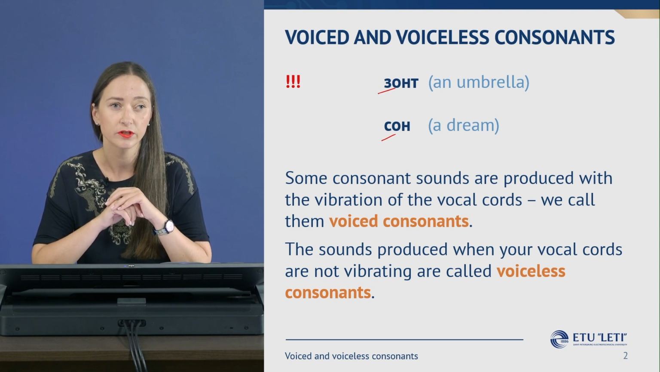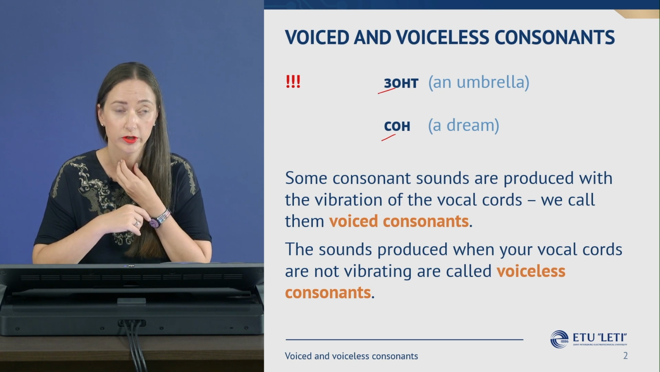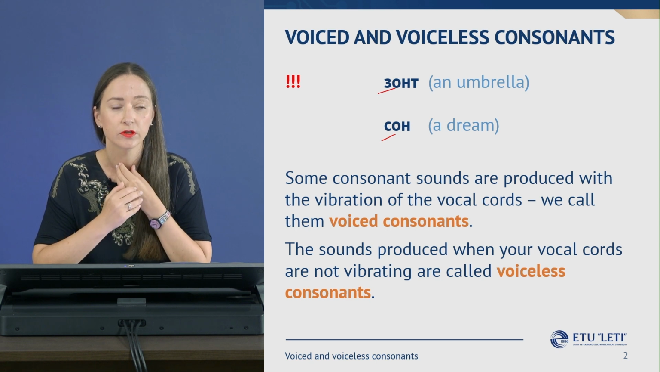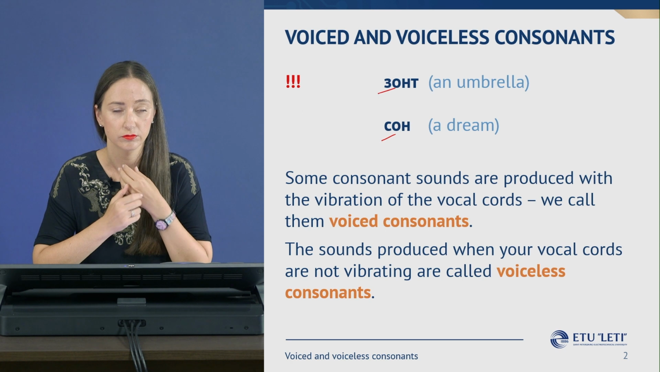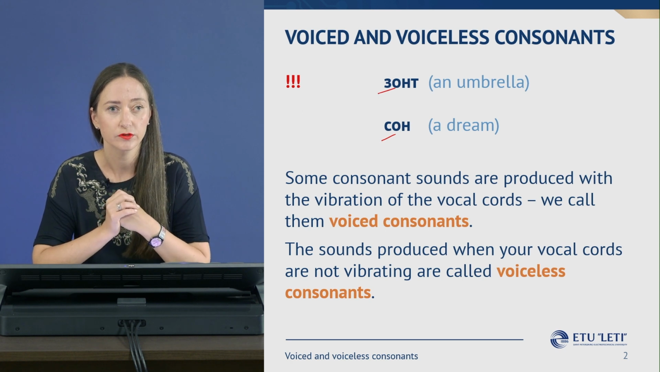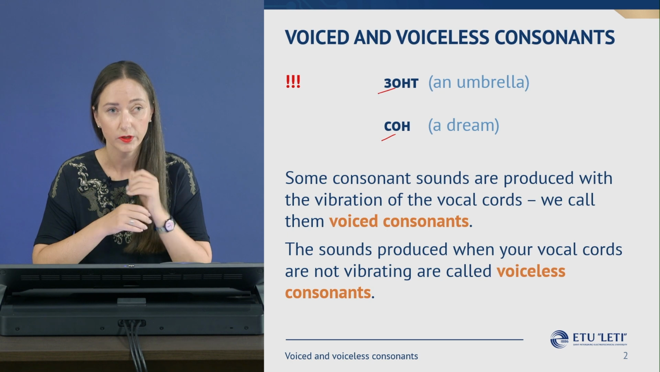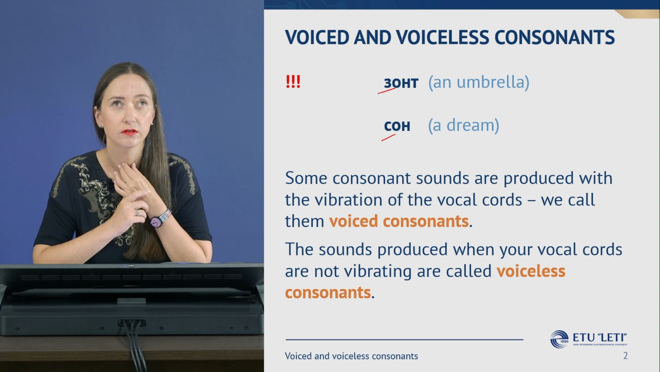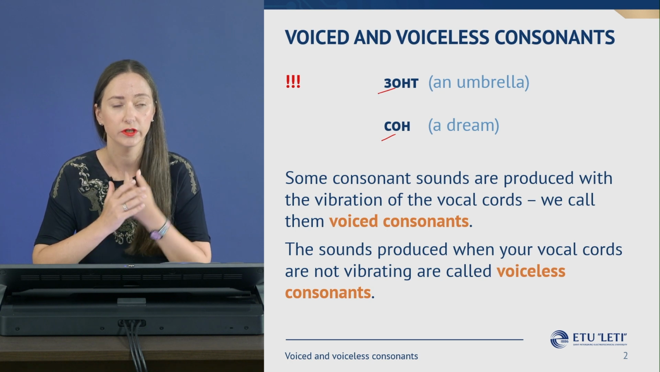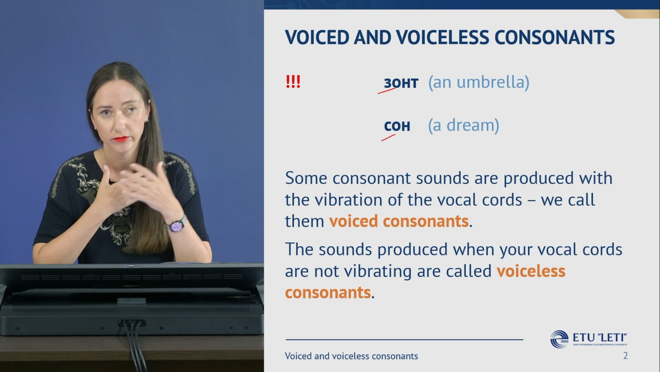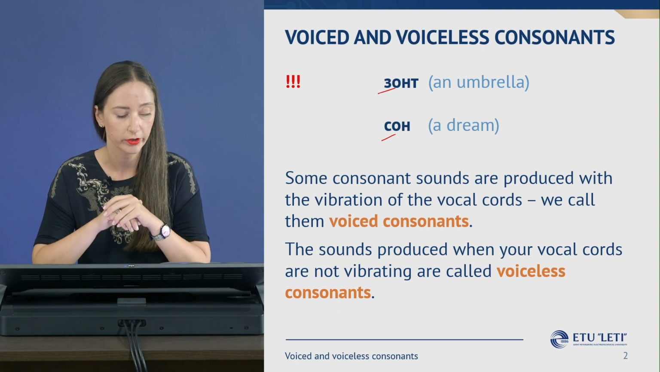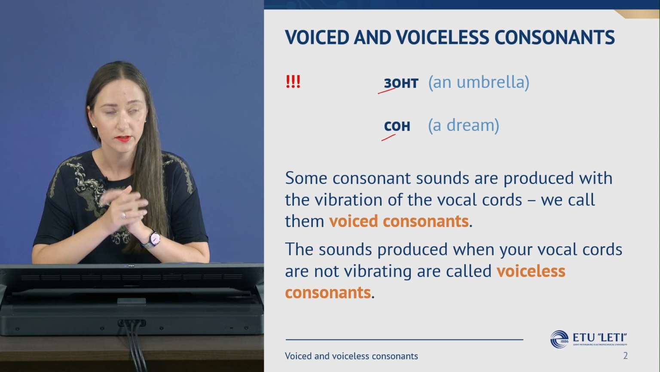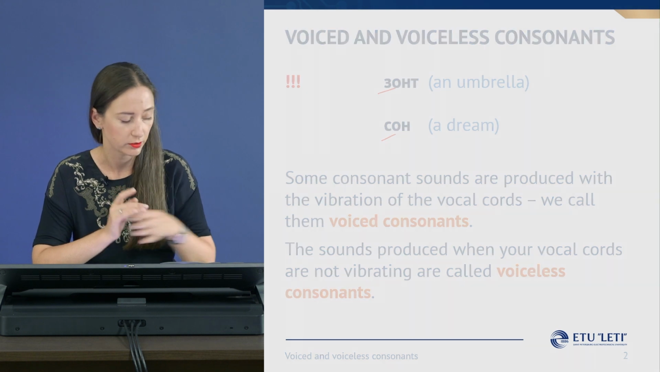So if a sound is made with special vibration of the vocal cords, we call it voiced. Z, v, d, g, right? But if it is pronounced without this vibration, the sound is called voiceless. S, t, k, right? Vibration is not felt on your neck. So that's the difference, and we are going to study some special features of the sounds in this video.